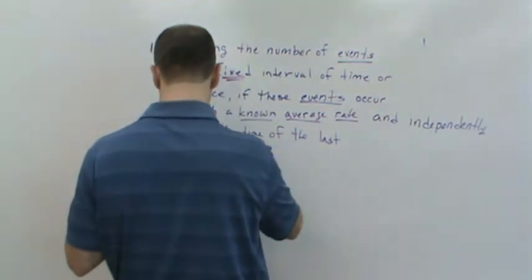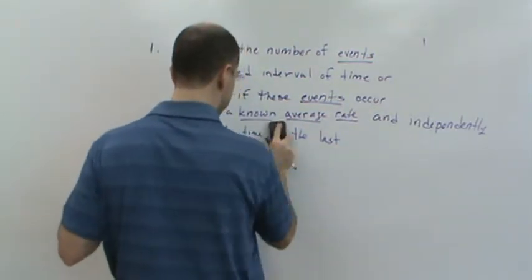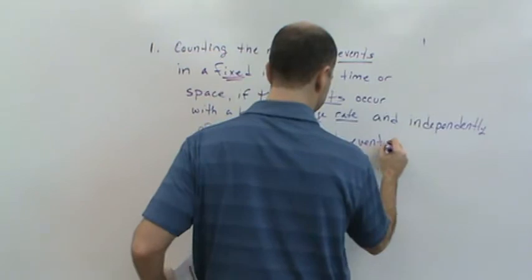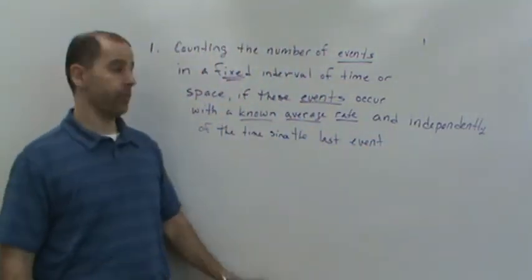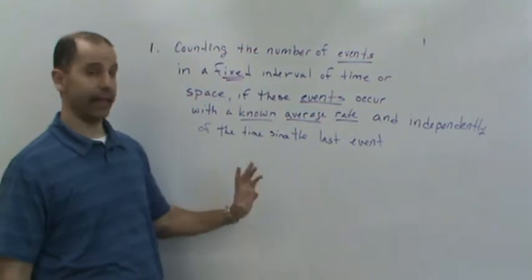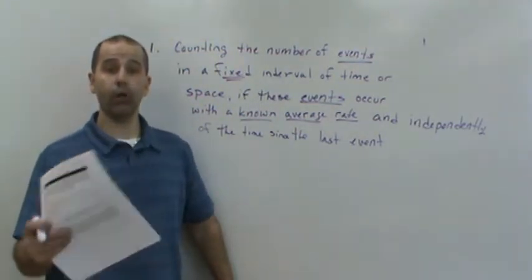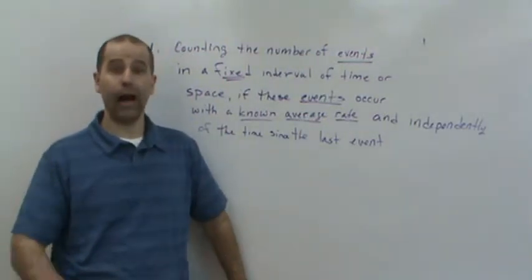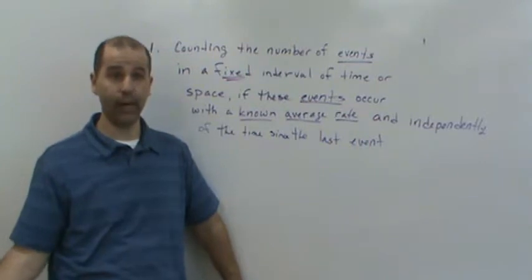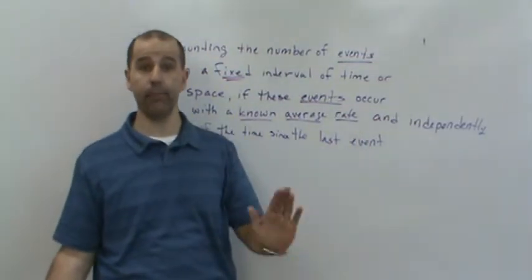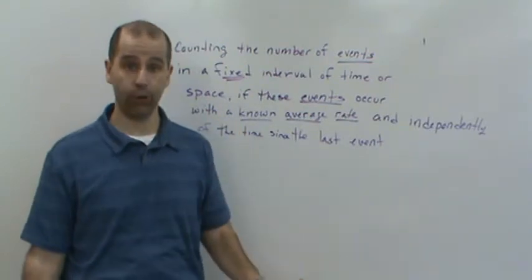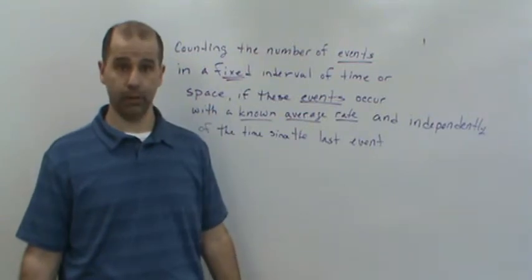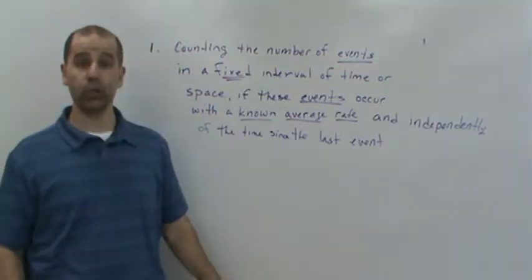Independent of the time since the last event. Okay, what does that mean? It means that the occurrence of these events are independent of how long it has been since the last event. So, independent of how long it's been since the last car has passed. It doesn't matter if the last car passed a minute ago, or an hour ago. The occurrence of these events are independent of that. It doesn't matter. Okay? So, that's what this first part means.